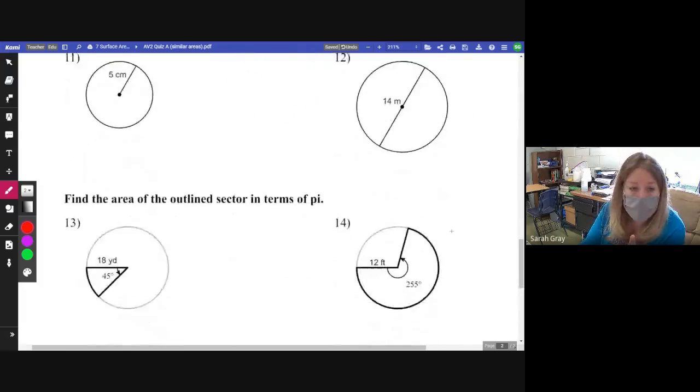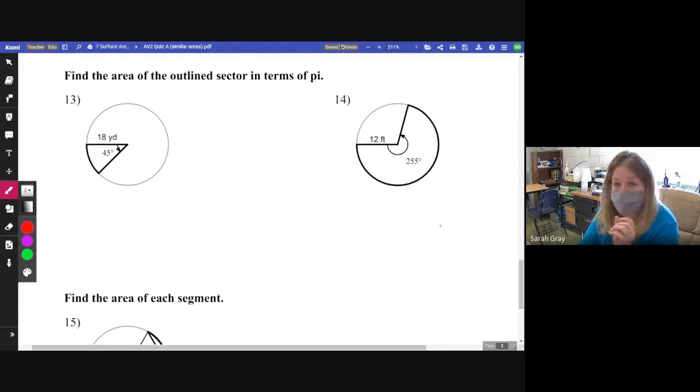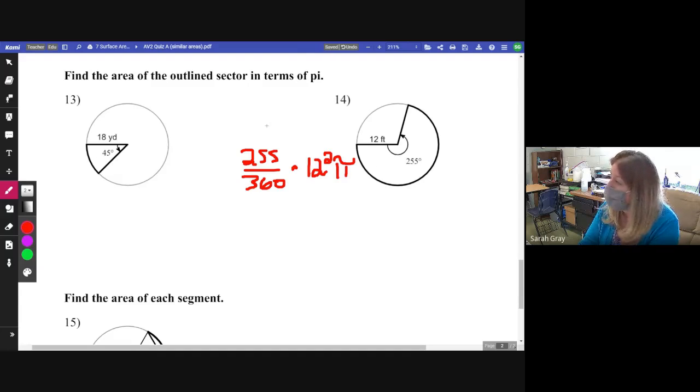Okay, I know you wanted me to get to sectors and segments. So let's do 14. Sector is just a large slice of pizza, in this case more than half of a pizza, but you take the part times the area. So the part of my sector is 255 over 360, and then times that by the area of the whole thing, by pi r squared. So then this answer will be less than the area of the whole thing. Okay, that's your sector. Part times area of the circle.